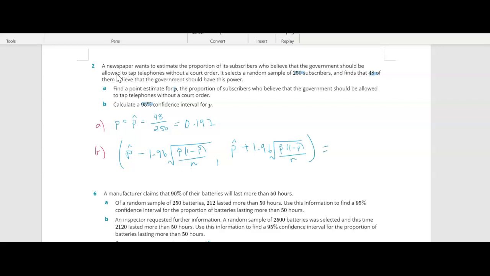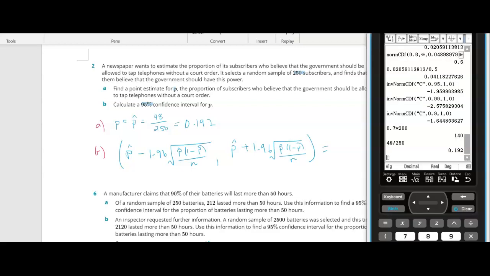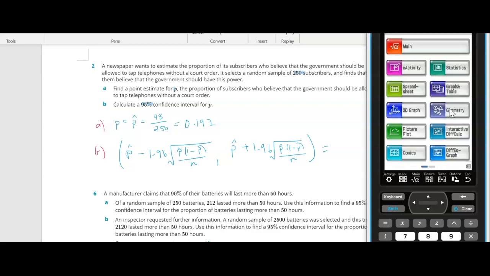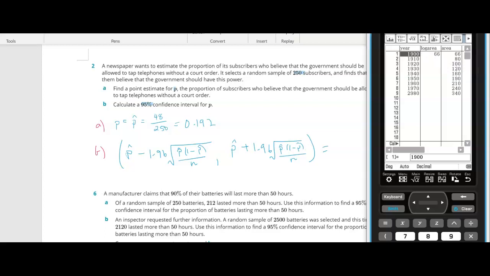All right, so on the calculator, let's just go and do that. I like the statistics one. Let's just go here, statistics. So calc, interval.